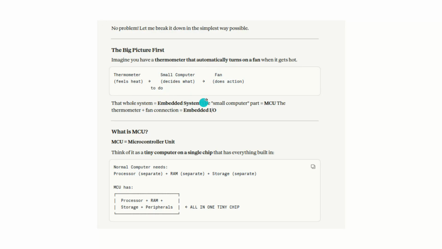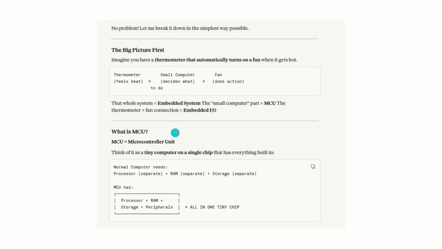The whole system is called the embedded system. That is the small computer part. This whole system is known as an embedded system, and the small computer part here is called the MCU, that is, the microcontroller unit. The thermometer plus fan connection is the embedded IO. That means when the thermometer heats up, the fan gets turned on. That is embedded IO, and what does this is the microcontroller unit.